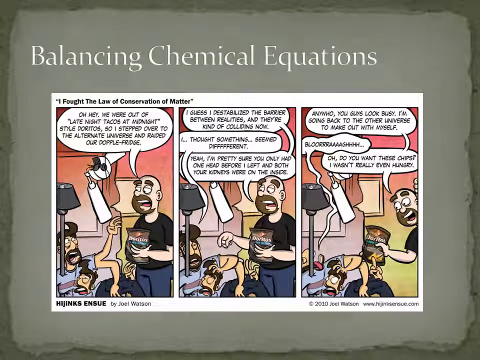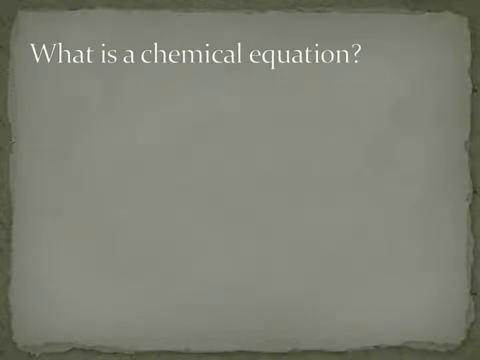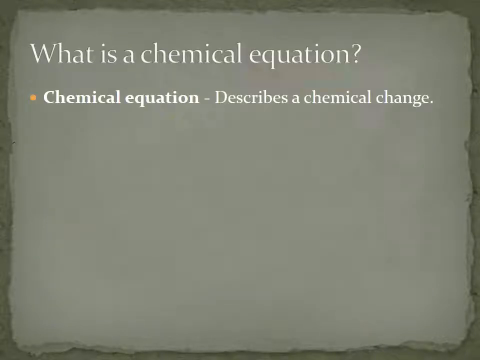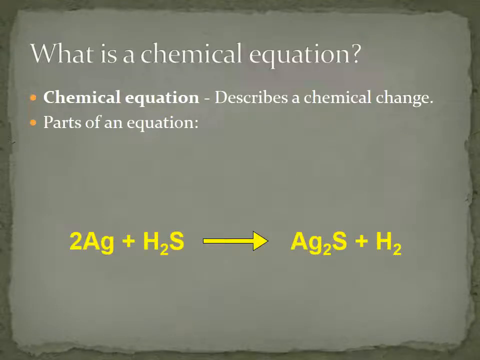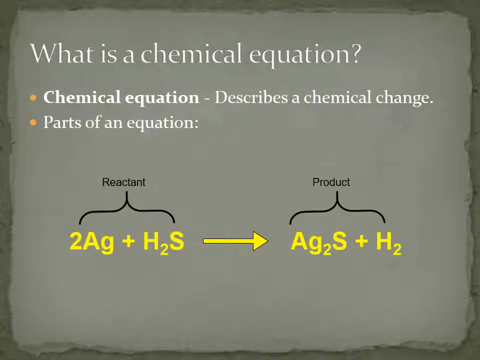In this video, we're going to look at balancing chemical equations, how to do them, and why we do them. Firstly, what is a chemical equation? Well, it describes a chemical change. So when we're looking at a chemical equation, we have a couple of things. On our left side, we have reactants. On our right side, we have products. And in the middle, we have an arrow.